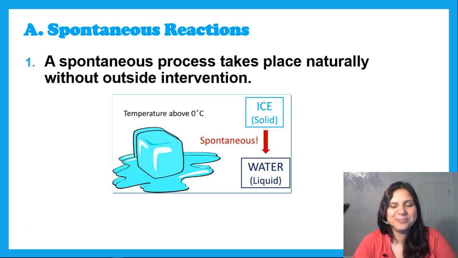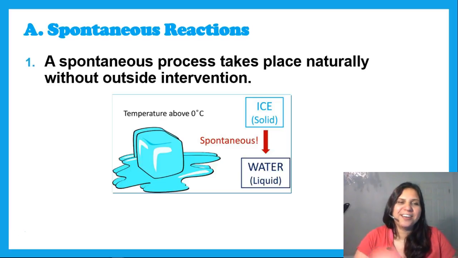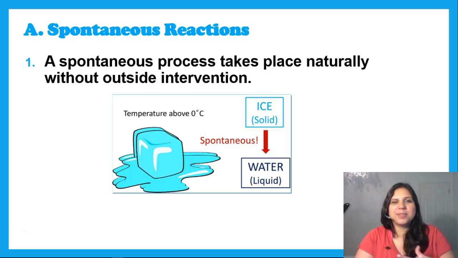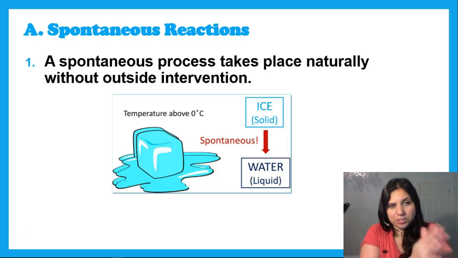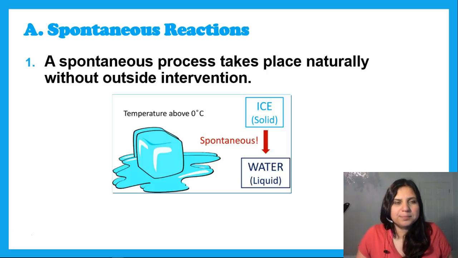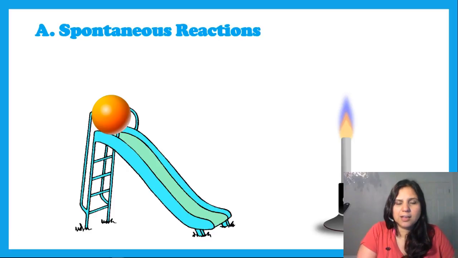So, here we go. What does that have to do with chemistry? A spontaneous process is something that takes place naturally without any outside intervention. So as long as you keep it at that temperature, ice is going to melt. So ice turning into water is a spontaneous process. No one has to help it as long as it's at a temperature above 0 degrees Celsius.